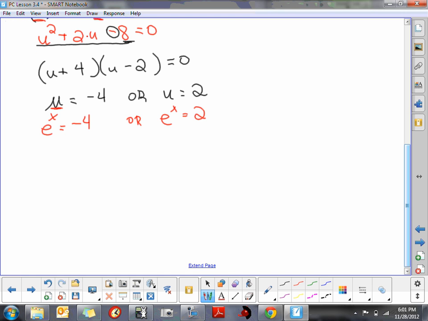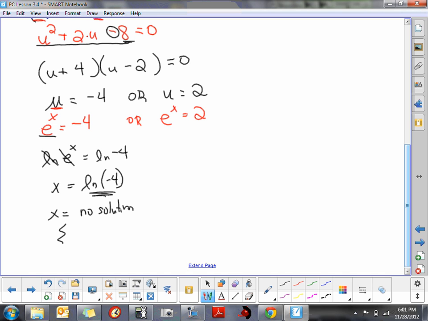To undo an exponential of base e, I'm going to use a logarithm. I'm going to use the log property of equality, so take the natural log of e to the x equals the natural log of negative 4. On this side, natural log and exponential base e are inverses, so x would equal the natural log of negative 4. This is problematic because you can never take the log of a negative number. So this solution is an empty set, there's no solution coming out of this one, so we're going to disregard it. We're going to go over to the other one, and that says e to the x equals 2.